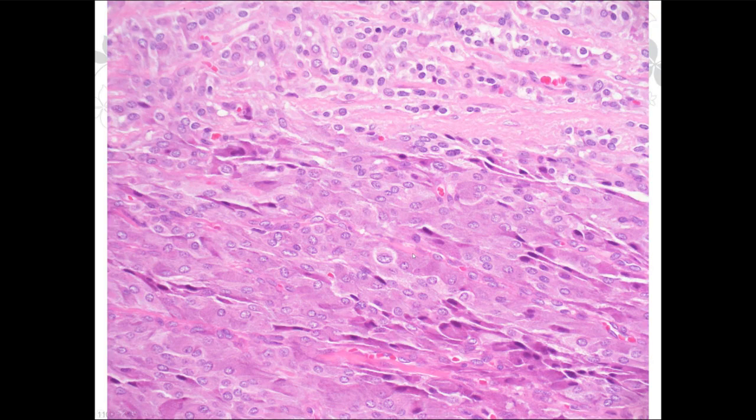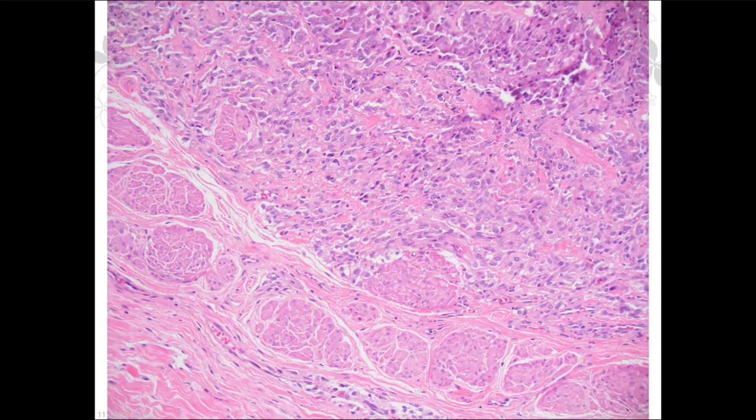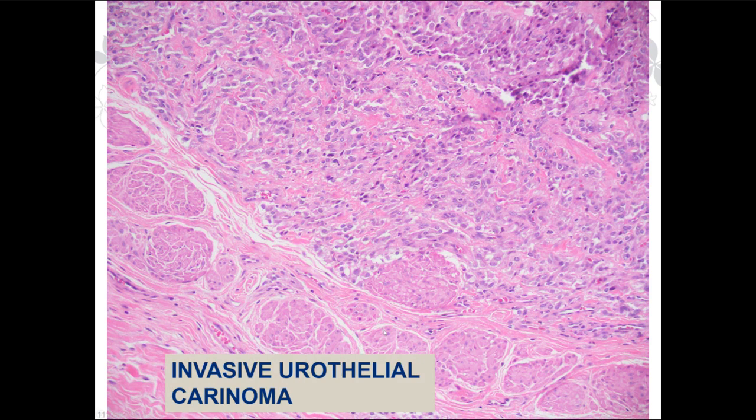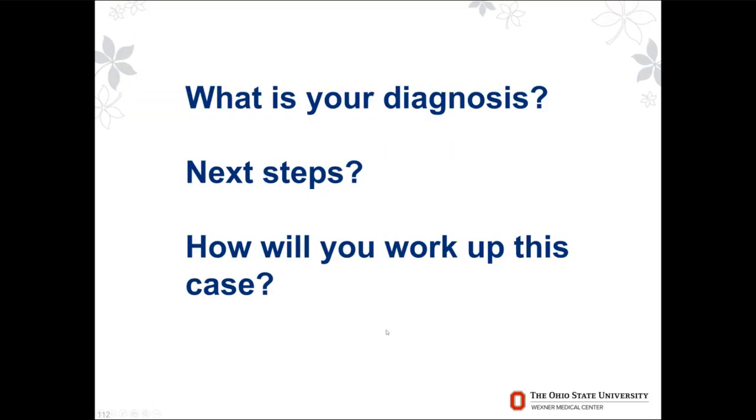Higher power, and it's invading into the deep muscle bundles here. So here you can see these tumor cells are infiltrating into the muscle bundles. So this is invasive urothelial carcinoma.